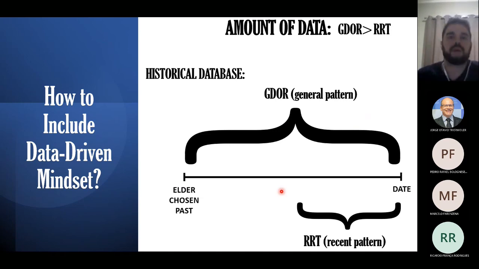We are going to have the historical database. I gave an example of having 24 months of database, okay? Suppose that my general pattern is based on these 2 years of data, 24 months, okay? What is the recent pattern? For example, it could be last month, okay? Why do we do that?